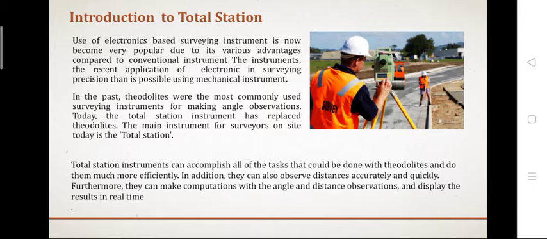A total station can accomplish all the tasks that could be done with a theodolite and much more, with more efficiency. In addition, it can observe distance accurately and quickly. Furthermore, it can compute with the angle and distance observations and display the results in real time. They not only read the values, they calculate the distances themselves. Whatever calculation we do manually, it automatically does in its computer and shows it at that same point in real time. Real time means at that present moment.